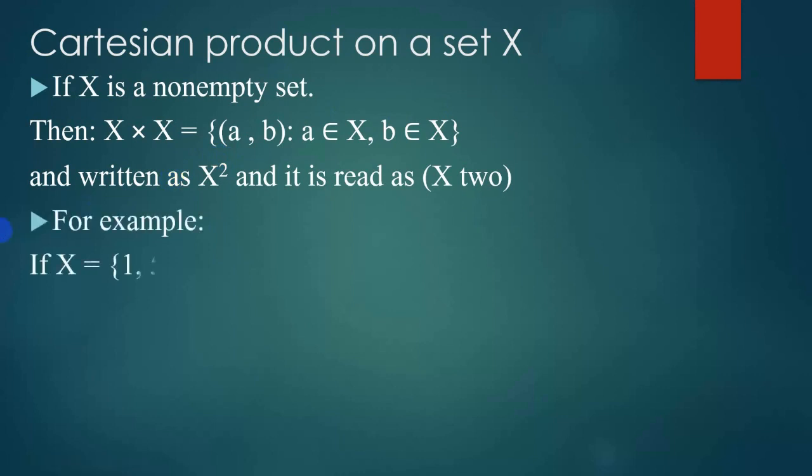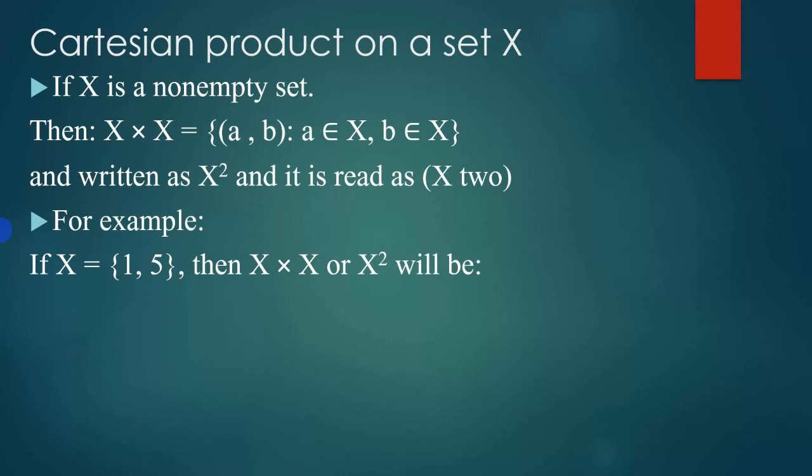For example, if X is the set of 1 and 5, then X cross X or X2 will be as follows. The element 1 will be a first projection with each element of X. So 1 will be first projection with itself, which gives the ordered pair (1, 1). 1 will be a first projection with the other element, which is 5, that gives the ordered pair (1, 5). Okay, that's about 5. That's about 1.